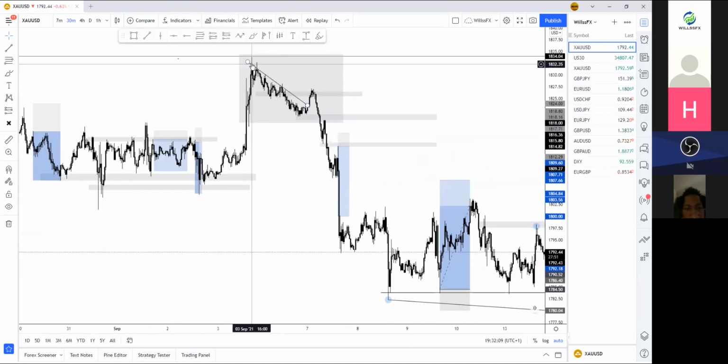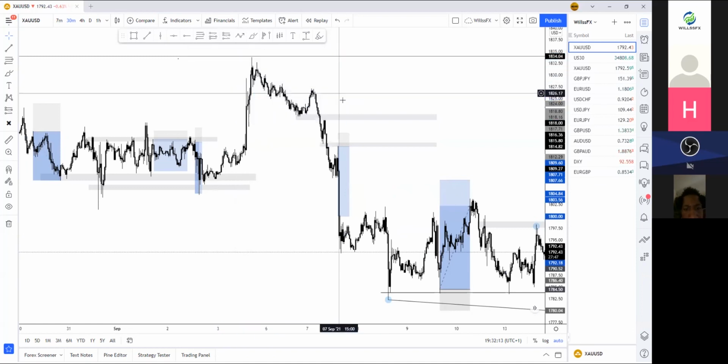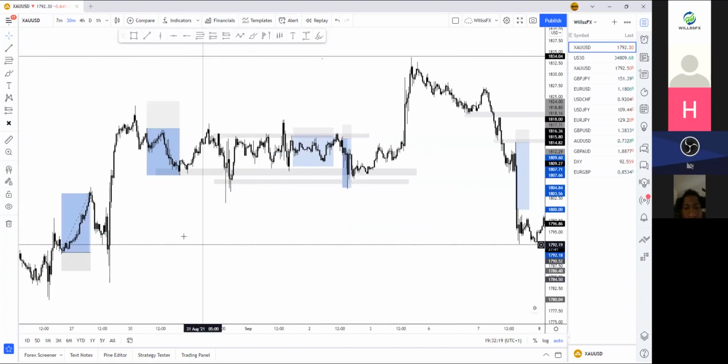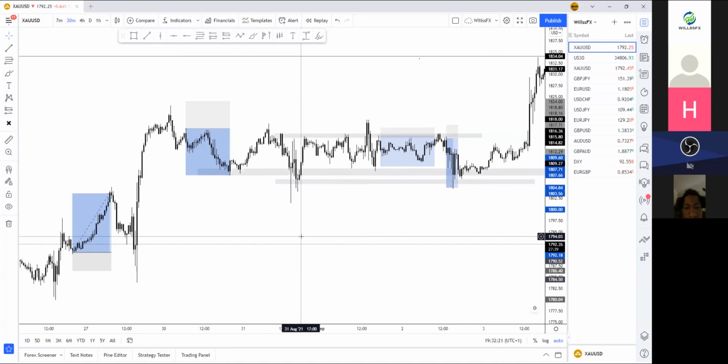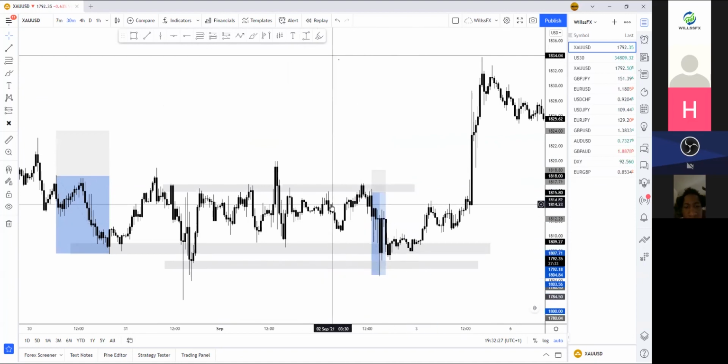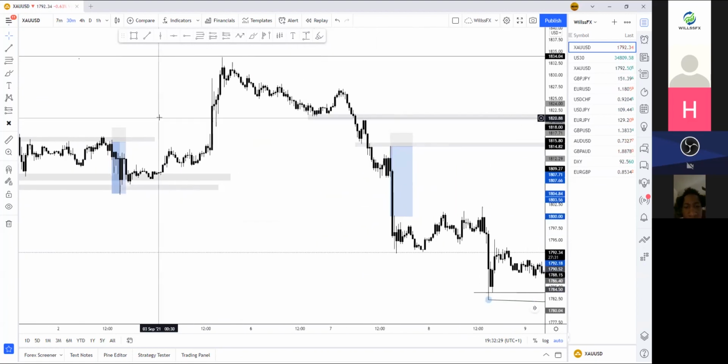Let me just delete this other stuff that we don't need. All right, so yeah, that one was the one we talked about. So I think I went over this one, how we had the liquidity grab.